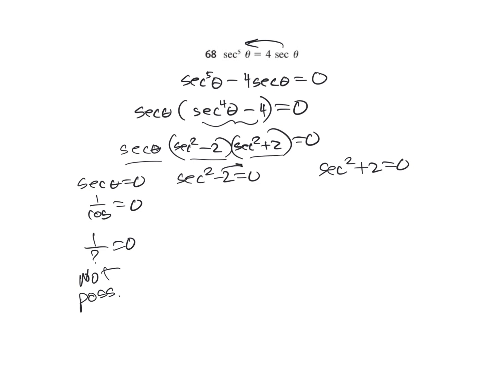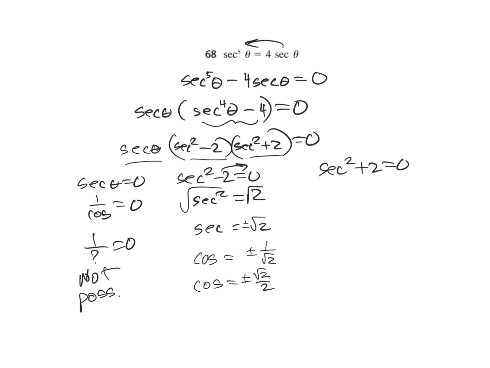Okay, so now we go over and say secant squared equals 2. Square root, we get the secant equals plus or minus the square root of 2. But secant is 1 over cosine, so you say plus or minus 1 over square root of 2. So the cosine is plus or minus the square root of 2 over 2 when you rationalize that. Okay, positive or negative square root of 2. So x is positive there and there. X is also positive there and there.